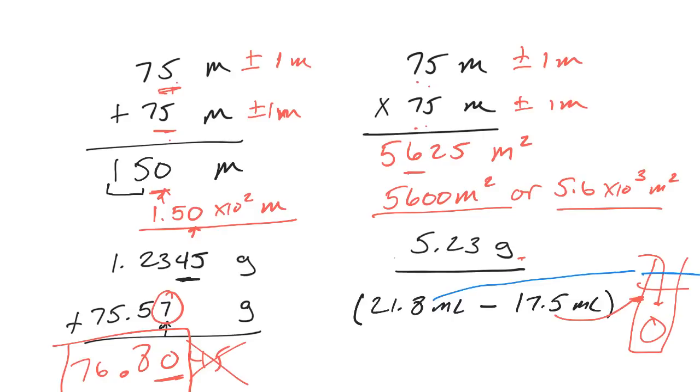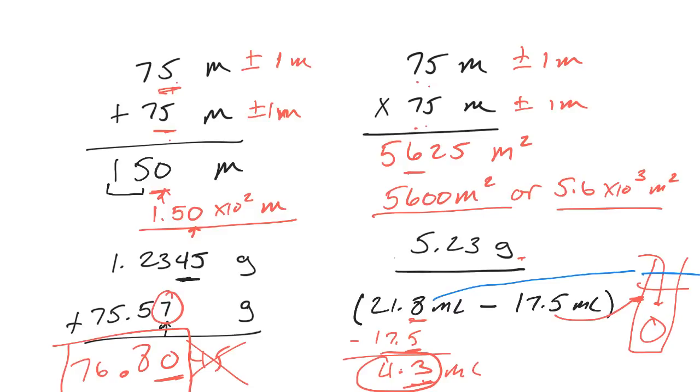So 21.8 minus 17.5. If I do this problem here, 4.3, and so 4.3 milliliters is the volume. That only has 2 significant figures, because I have 3 minus 3, but they're both to the same placeholder, so I report that to the tenths placeholder. I divide that into the mass, so I go 5.23 divided by 4.3.